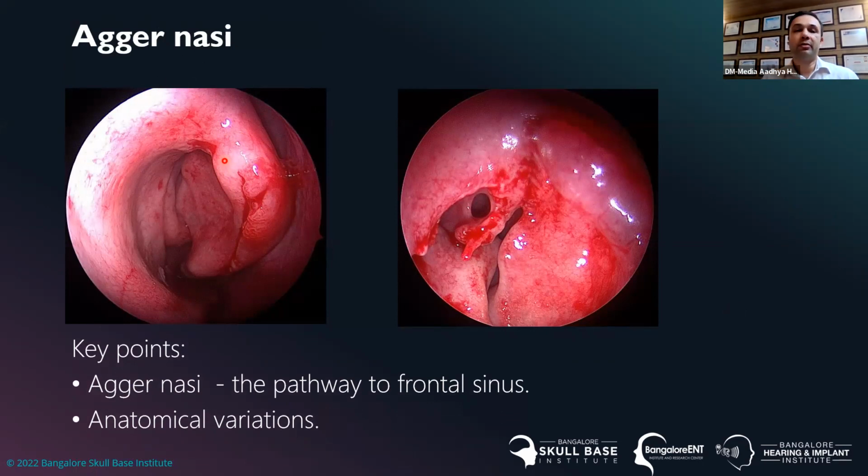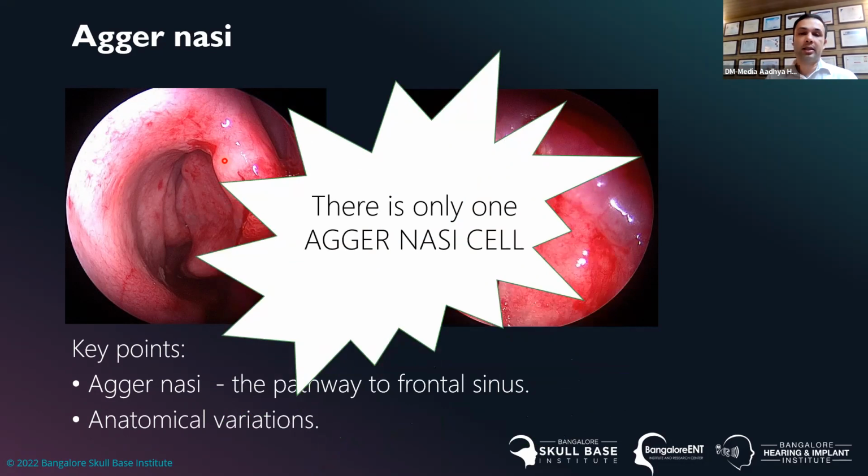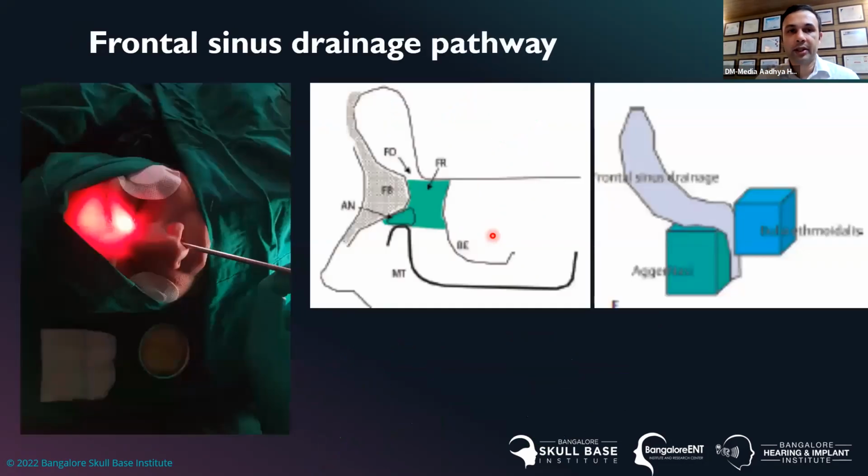It is one of the pathways to the frontal sinus. If we remove the agger nasi, we can enter the frontal sinus pretty easily if we know the anatomy well. There are a lot of anatomical variations with respect to the agger nasi. If it is too large, it may block the frontal recess drainage pathway. It can be enlarged anteriorly, impinge on the lacrimal bone, and obstruct the nasolacrimal pathway as well. So we need to keep in mind that the agger nasi is one single air cell just anterosuperior to the middle turbinate.